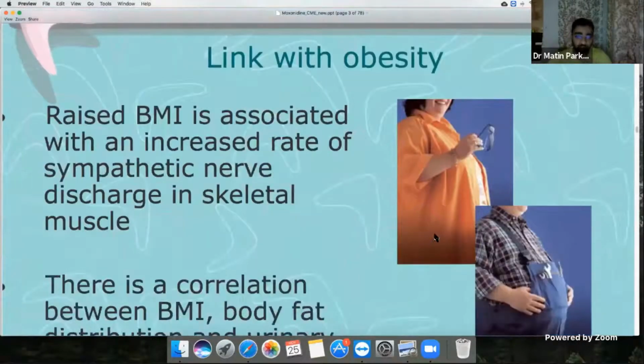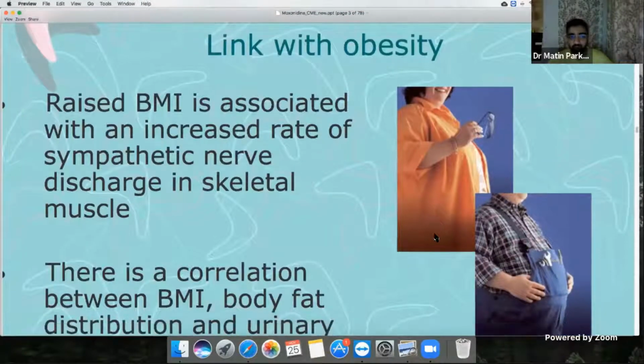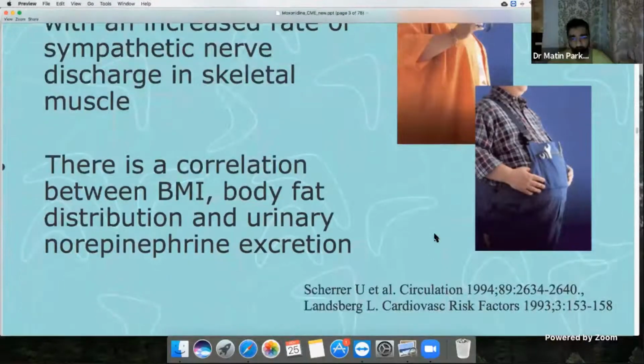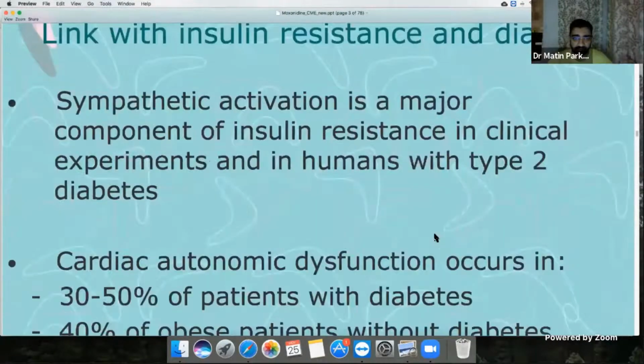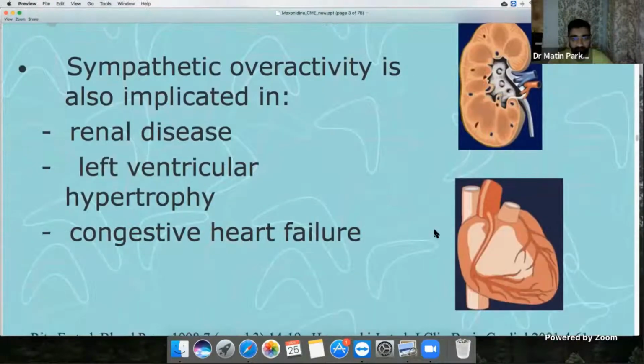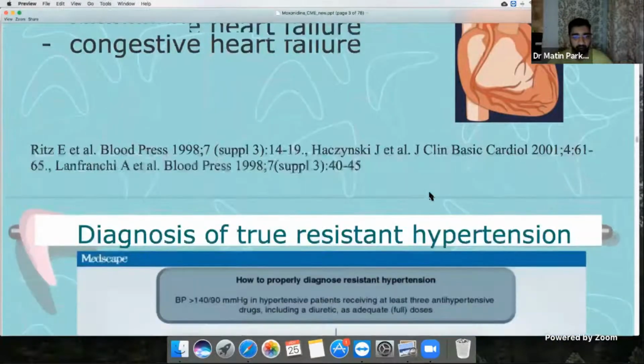Then obesity. Obesity, raised BMI is also associated with high sympathetic activity and high sympathetic nerve discharge, leading to hypertension and also causing resistant hypertension. Of course, I have already discussed links with renal factors, sympathetic overactivity, renal diseases, then left ventricular hypertrophy, congestive heart failure. These all are associated diseases that lead to hypertension or hyper sympathetic activity and lead to hypertension.